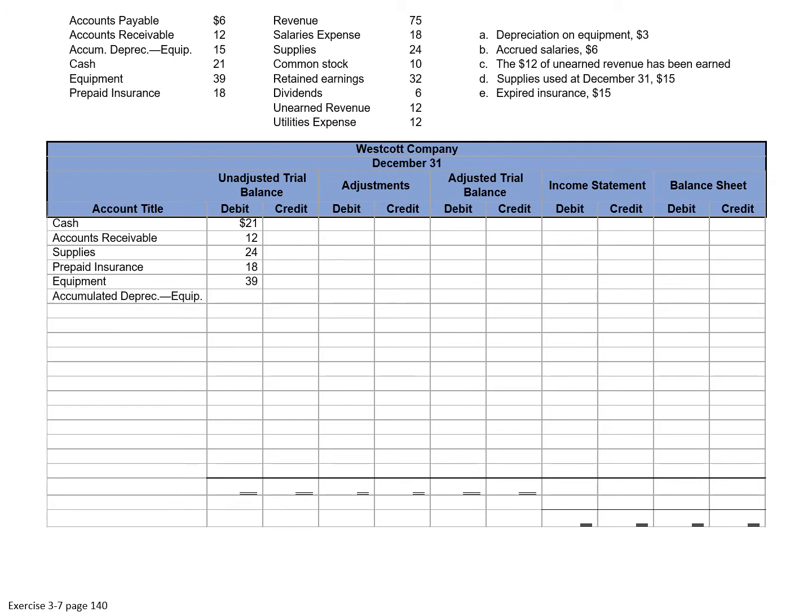Then we have accumulated depreciation, that's a contra asset account, so it works the opposite of assets. So that belongs in the credit column. Then we have accounts payable for $6, that's a liability account, normal balance of a credit. Then we have unearned revenue, which is a liability as well, normal balance of a credit. Common stock, normal balance of a credit. Retained earnings, normal balance of a credit.